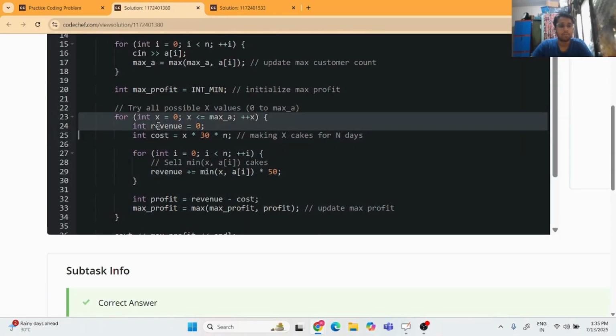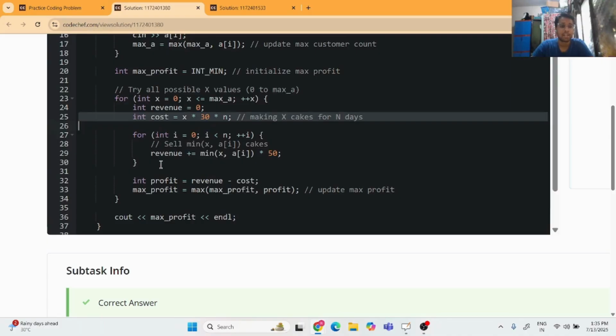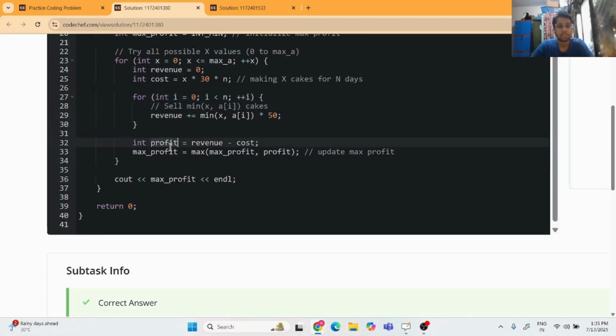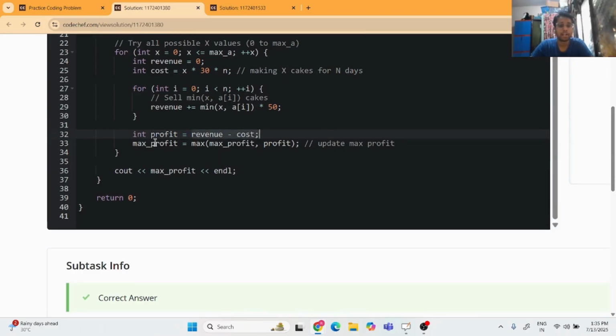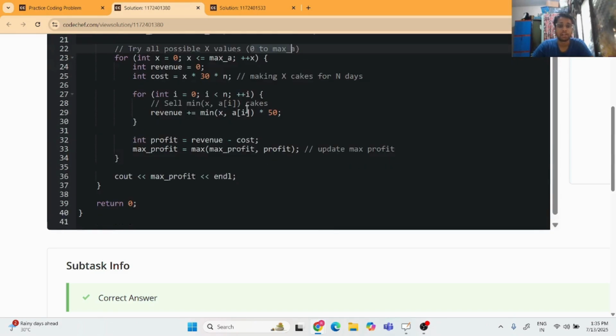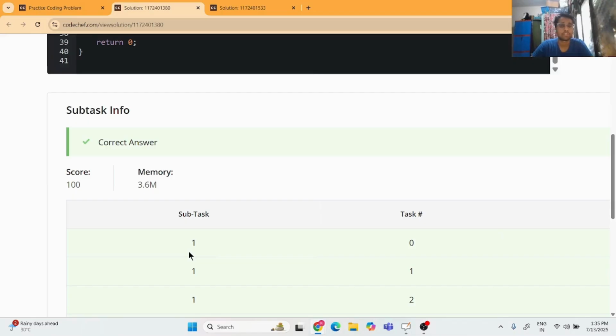I am running a for loop. In this, I initialize revenue as 0. In this cost, I am getting the total cost of making x cakes for n days, and over here I am getting the revenue. At the last, I am simply getting the profit, that would be revenue minus cost, and I will get the maximum profit for x from 0 to max of a. And at the last, I'm simply printing my maximum profit. As you can see, guys, I have got my C++ code right.